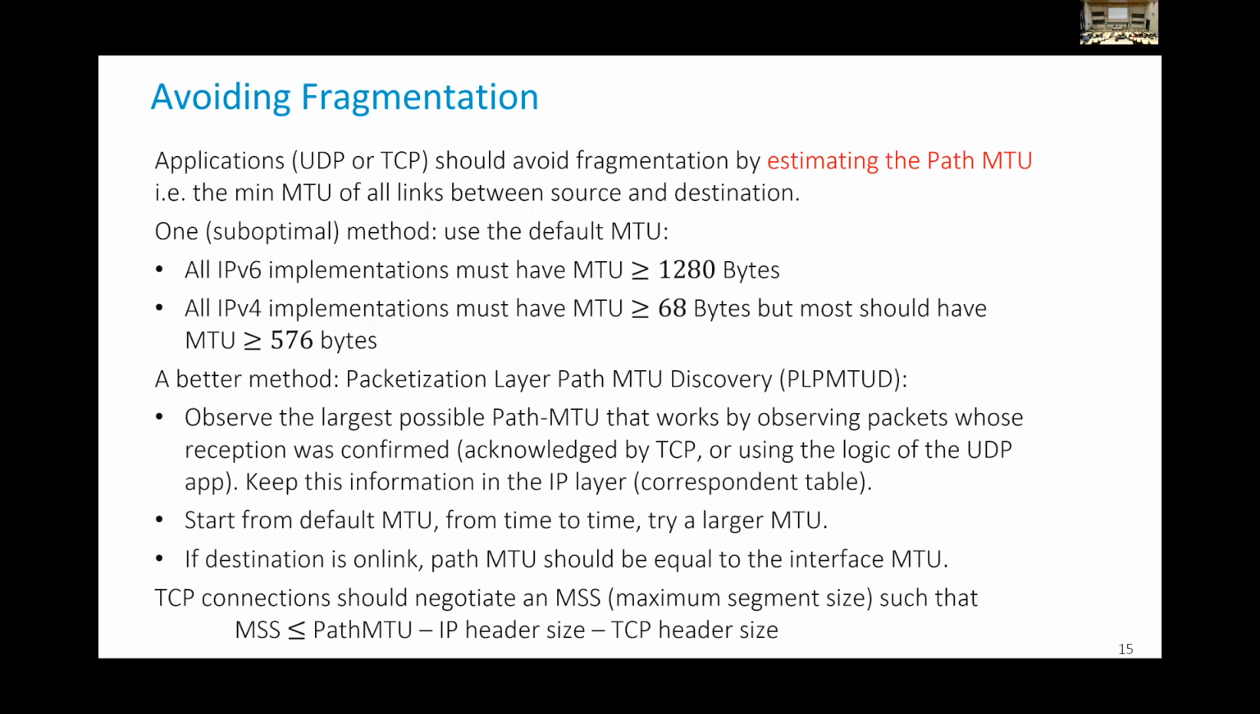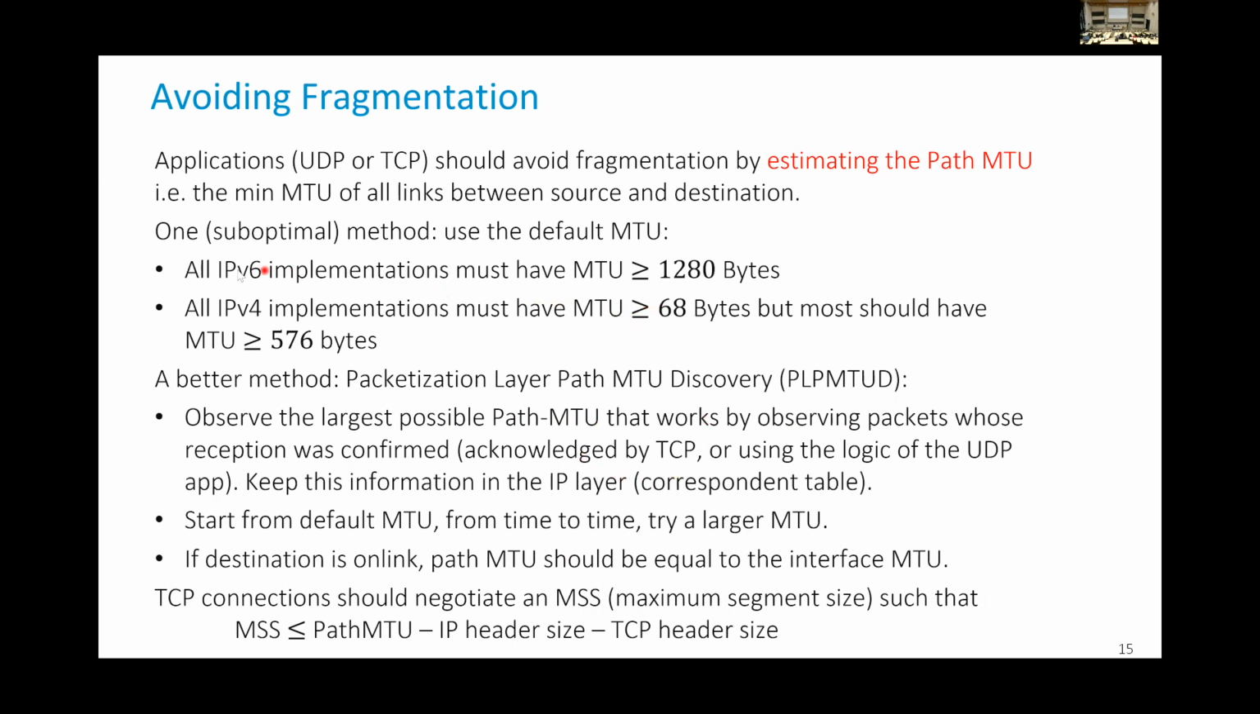So the first thing is that all applications should try to avoid fragmentation by estimating the path MTU. So how can this be done? The path MTU is typically done with these 7-letter acronyms that most modern operating systems should implement. You observe the largest possible path MTU that works between flows that you have observed. So typically for TCP connections or for long-lived UDP interactions, you start with a possible path MTU that you think works, and then you try to increase it.